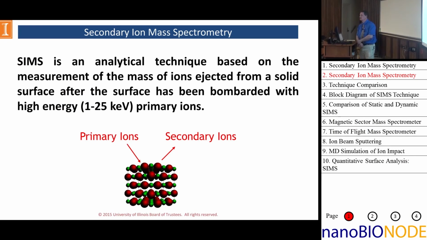Today I'm going to talk about secondary ion mass spectrometry. As Rick was good at pointing out, when we do surface analysis, we're usually talking about different things coming in and different things going out. For SIMS, we're looking at primary ions going in, and then we look at the ions that come out. We call those secondary ions, just like you would in a secondary scanning electron microscope.